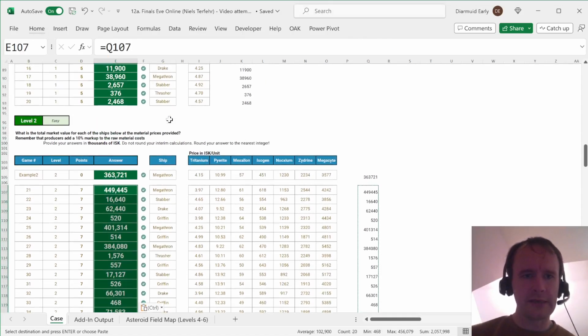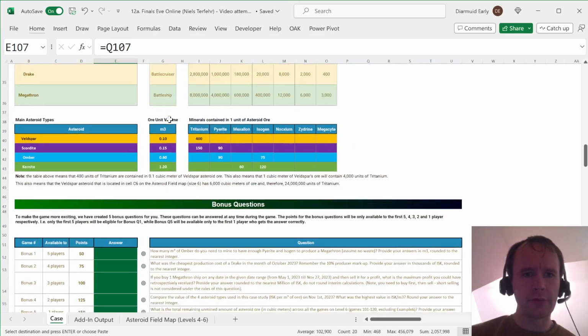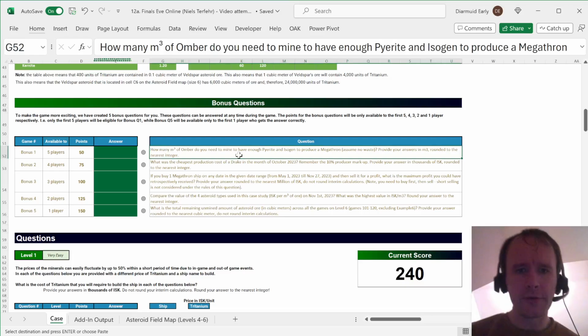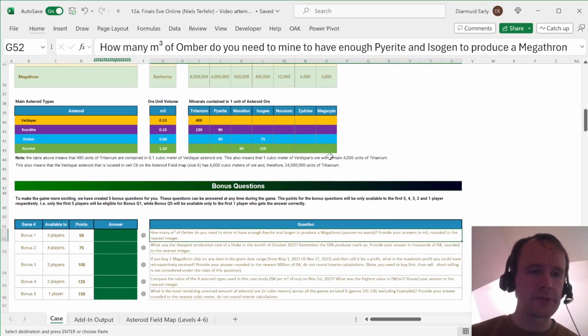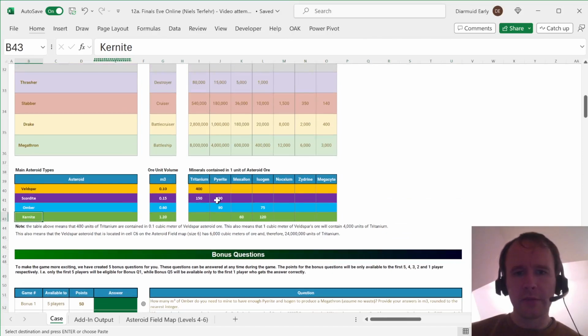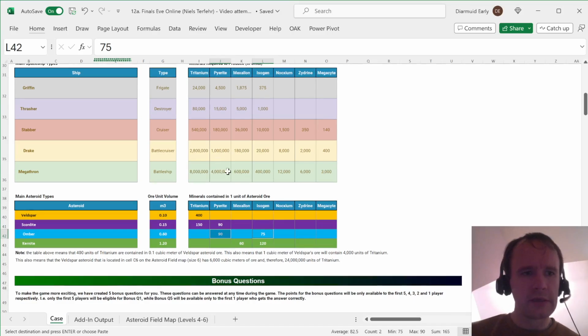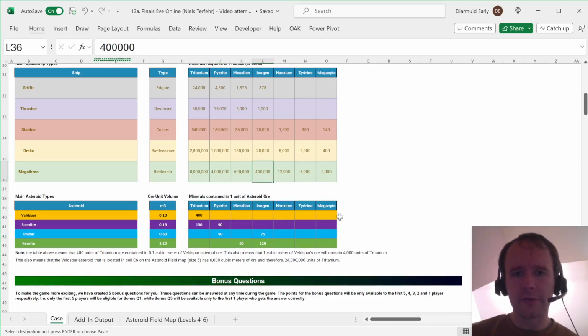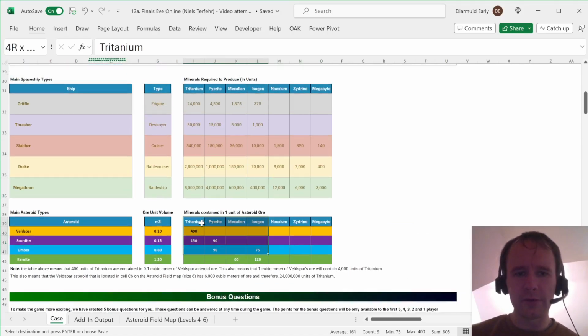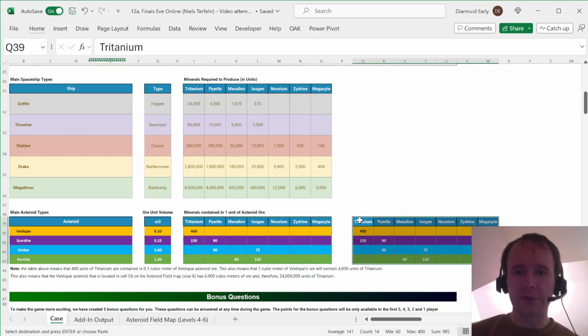Okay, so that's that. Let's just quickly do bonus 1 because it's kind of standalone. How many meters cubed of umber do you need to mine to have enough pyrite and isogen to produce a Megathron? I found this one super intimidating at first because you have to understand that umber is an asteroid, pyrite and isogen are minerals, and the Megathron is up here and so on. But once you've understood that, the question is pretty simple, but one of the little nuances is these are the minerals per unit, but the question is about minerals per meter cubed.